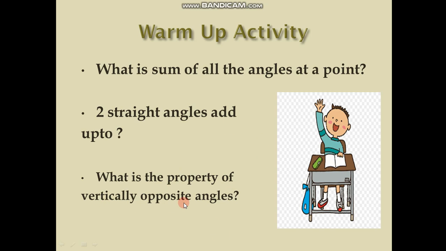What is the property of vertically opposite angles? Oh, it's the easiest one. Vertically opposite angles are always equal. But here, keep it in your mind that you have to use the word equal, not the same. Vertically opposite angles are always equal.